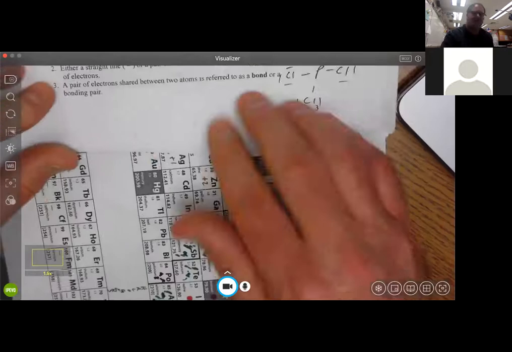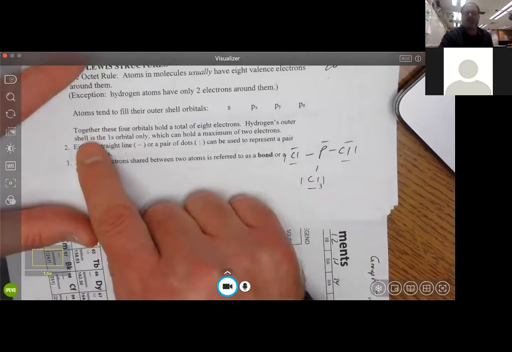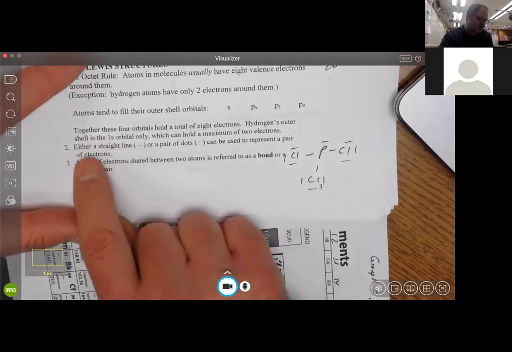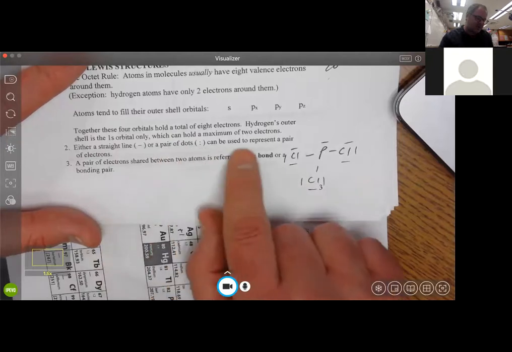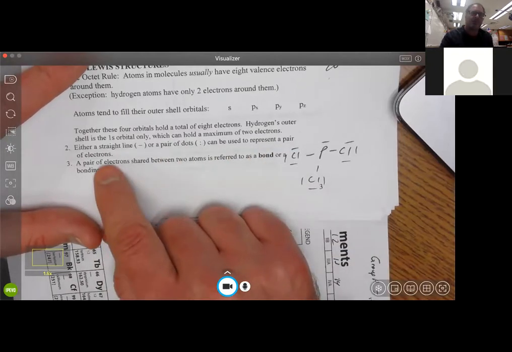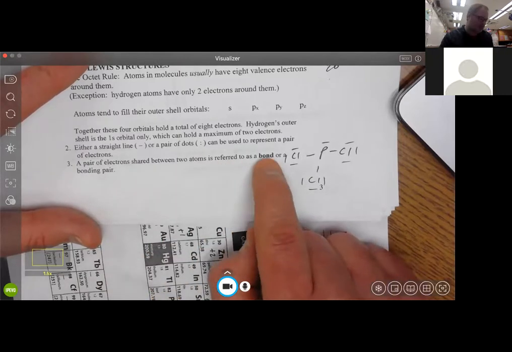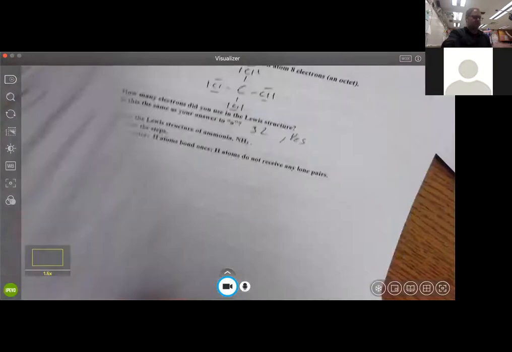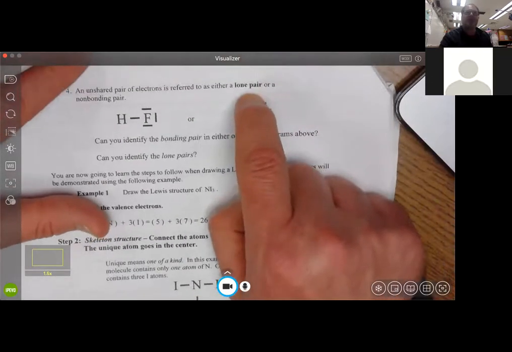Now, if you want, this is set up so that you can read it as well. Usually during the lessons I don't go through here and read, but it will tell you either a straight line or a pair of dots can be used to represent a pair of electrons. A pair of electrons shared between 2 atoms is referred to as a bond or a bonding pair. And a pair of electrons on 1 atom only is known as an unshared or lone pair.